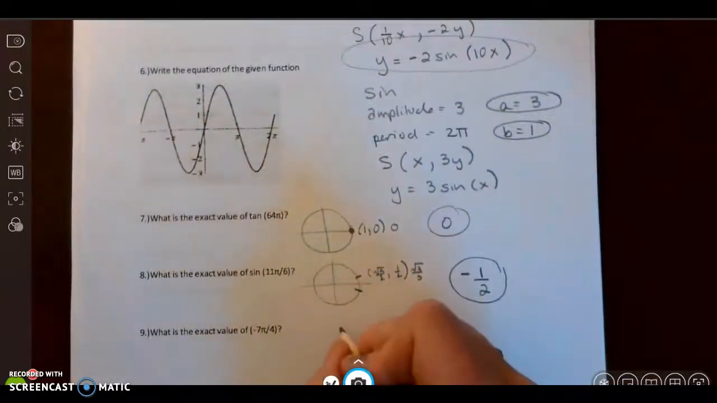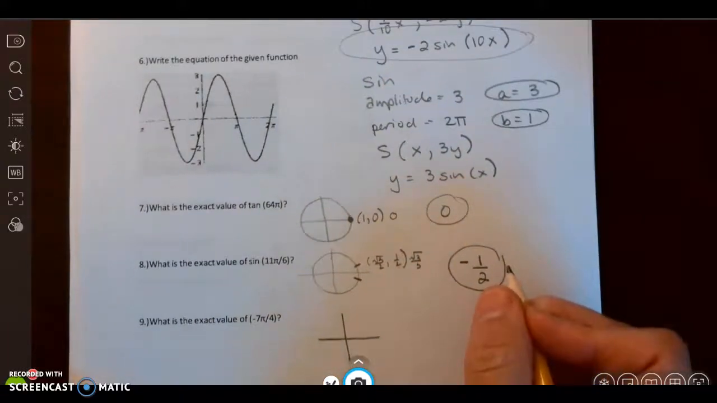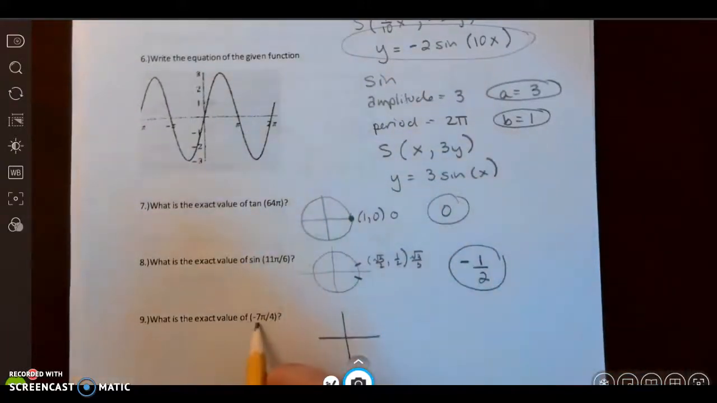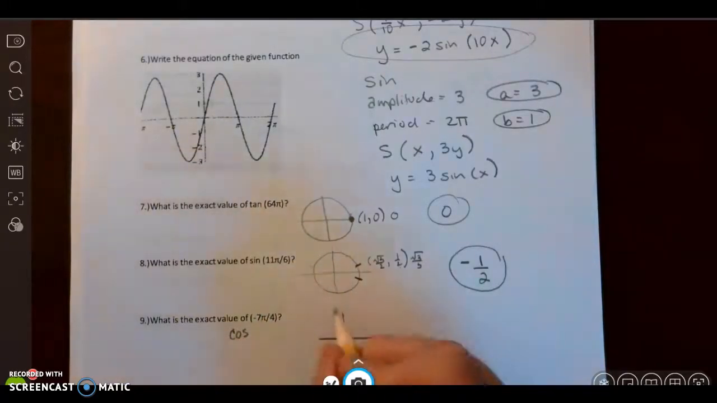All right, one last one here. I didn't say what is the exact value of. I didn't tell you which one to do. Let's make this cosine. We haven't done a cosine one yet. Cosine of -7 pi over 4.